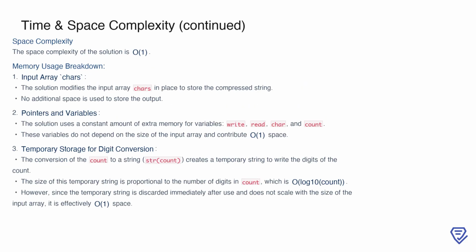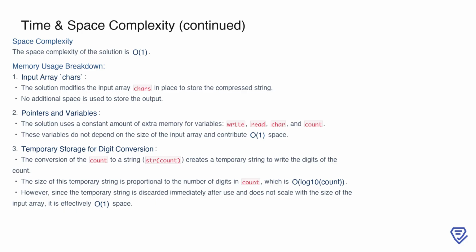The space complexity of the solution is O(1), as no extra space is used that scales with the size of the input. First, the input array chars is modified in place to store the compressed string, so we don't allocate any additional memory for the output. Next, the algorithm uses a constant number of variables, such as write, read, char, and count. These variables do not depend on the input size and contribute O(1) space.